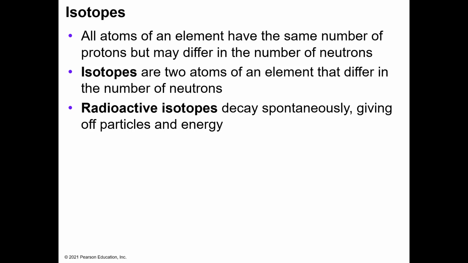Now, unfortunately, sometimes you can have too many neutrons, and the isotope will become unstable. And so we call that radioactivity. And radioactive isotopes will decay spontaneously because they can't hold on to the weight. And so they will give off particles and energy until they do become stable. So radioactive isotopes exist and they are potentially dangerous to a lot of biological systems.